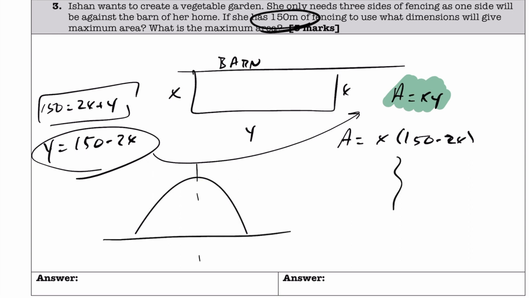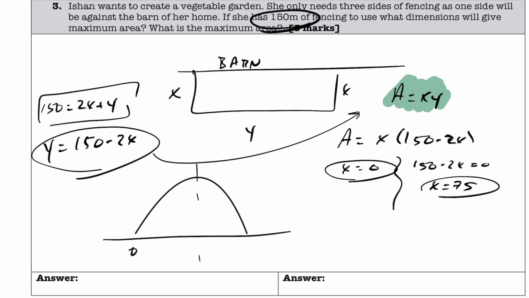So I can see here that this has roots at 0, and the other root is going to be 150 minus 2x equaling 0, in which case x is going to equal 75. So I have 2 roots here. One root is 0, the other is 75. I want the middle. So the middle is 75 plus 0 divided by 2. Averaging this out, we end up getting 37.5. So when x is 37.5, I'm going to have my max area.